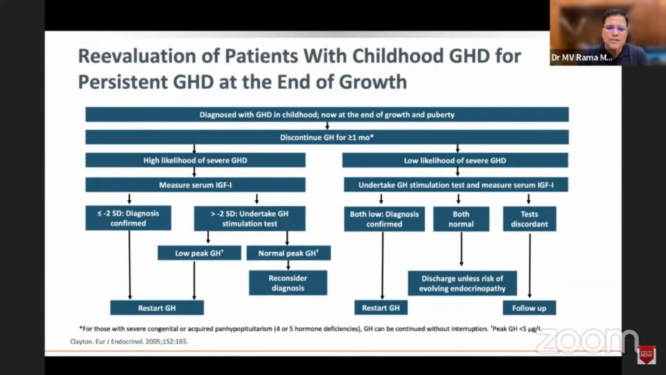I'll be discussing these different types of GH stimulation tests in the next slides. If the peak growth hormone is low, then restart growth hormone. If the growth hormone peak is normal, then reconsider your diagnosis. If there is a low likelihood of severe growth hormone deficiency, undertake growth hormone stimulation tests and measure serum IGF-1. Both are low, restart growth hormone. Both are normal, discharge unless there is risk of an evolving endocrinopathy. If the tests are discounted, you can follow up this patient.